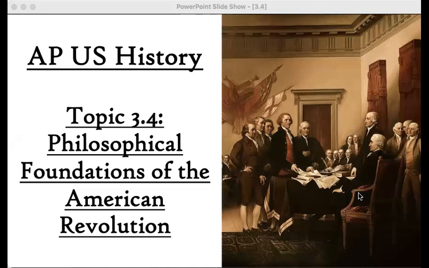We're looking at period 3. We talked about the taxation without representation complaints of the Sons of Liberty and the colonists. And today we are going to talk about the philosophical foundations of the American Revolution.